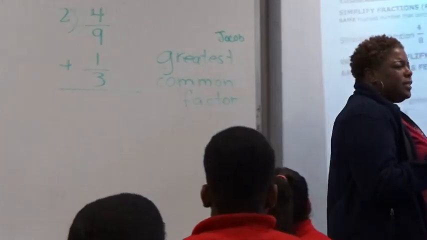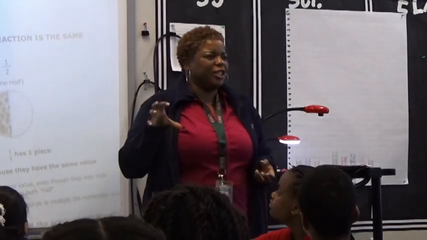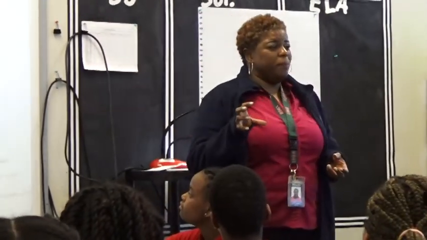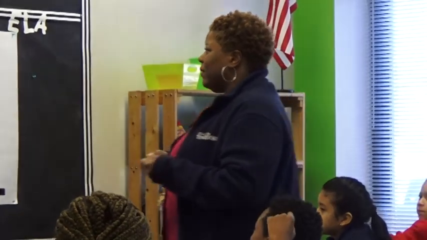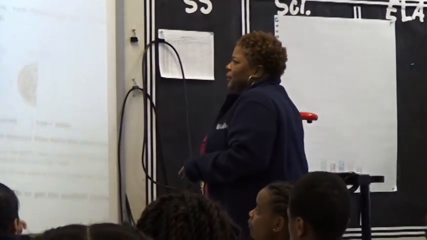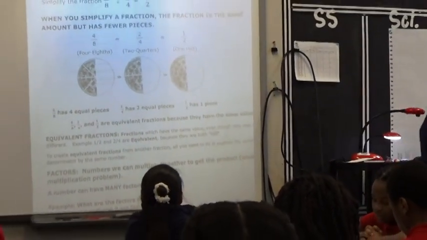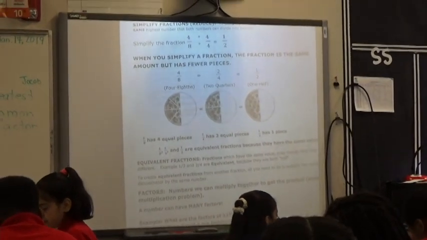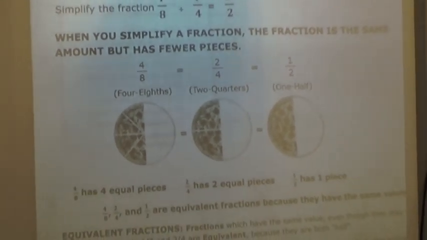Well, that's basically what simplifying means. Simplifying means when you have a bigger fraction and you want to make it into a smaller fraction, you have less pieces you have to use. So, for example, let's look at this pizza. Let's read what's in bold print. It reads, when you simplify a fraction, the fraction is the same amount but has fewer pieces.